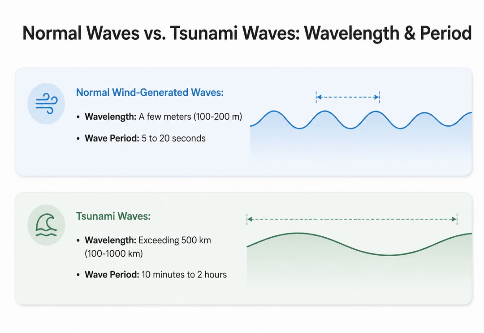When we compare normal waves to tsunamis, the scale is vastly different. Normal wind-generated waves have relatively short wavelengths of just a few meters to a couple of hundred meters, and periods lasting only 5 to 20 seconds. Tsunamis, however, are massive. They boast extraordinarily long wavelengths that can exceed 500 kilometers, and their wave periods can range anywhere from 10 minutes to 2 full hours between crests.